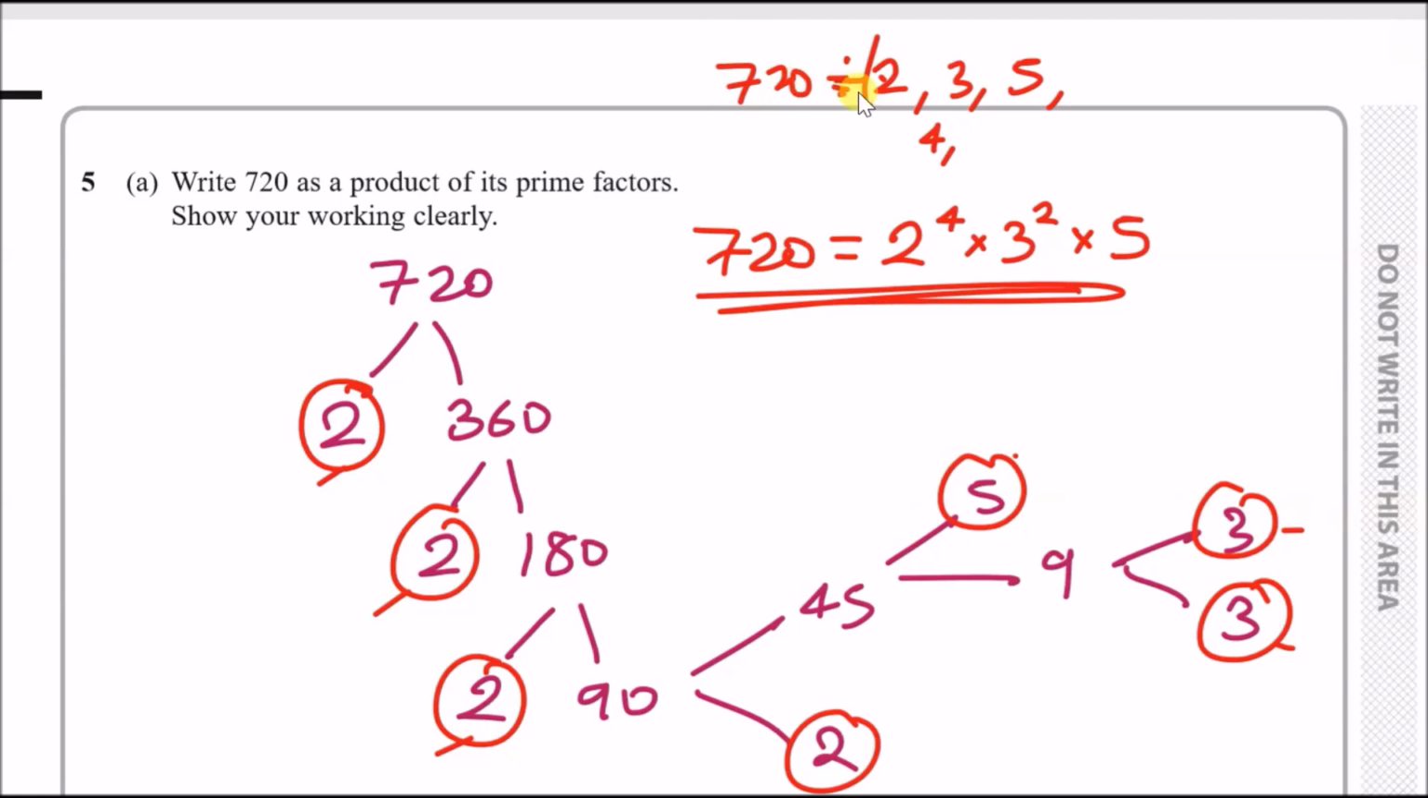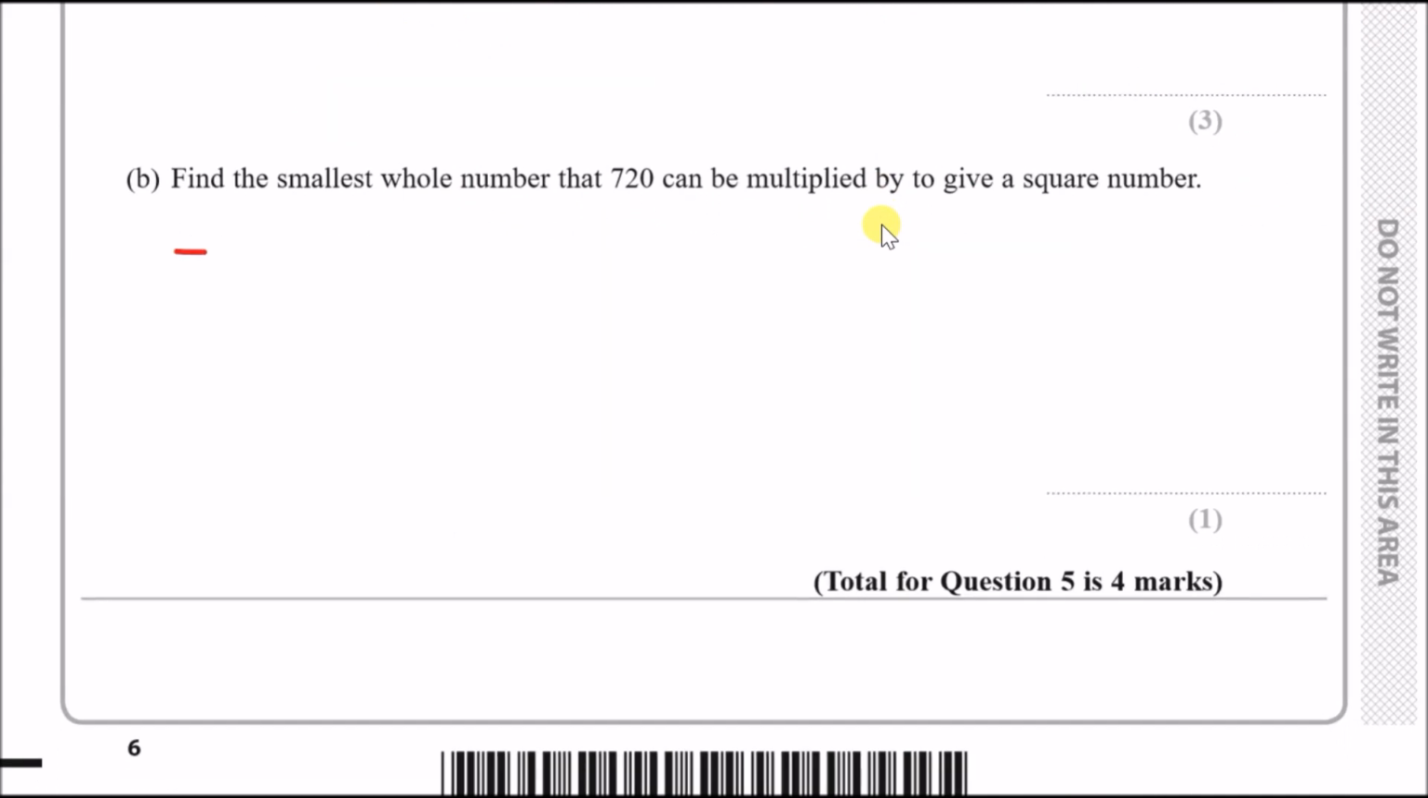So let's try 2 first, yeah? So let's start from here. So let's divide 720 by 2. Well, you get 360. That's not a square number.